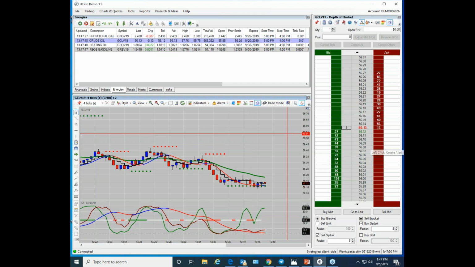Okay? So that's how you work that. It's called a bracket order. Okay? And you can do that for each market because the rule doesn't change. It's always an 8-tick stop. It doesn't matter what market you're trading.